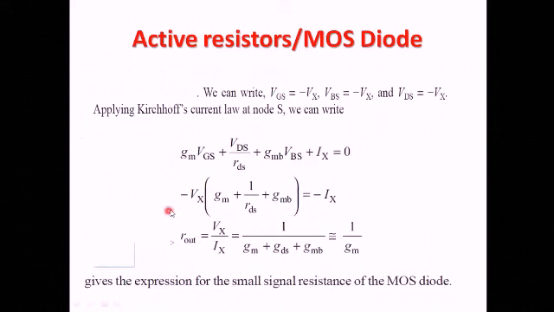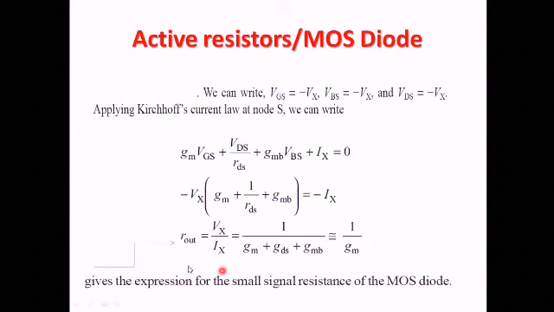Now minus Vx into (gm plus 1 by rds plus gmb) is equal to minus Ix. Now Rout from here we can write is equal to Vx by Ix. So it is equal to 1 by (gm plus gds plus gmb), that is equivalent to 1 by gm. We are ignoring these two terms and we are getting 1 by gm. So Rout is equal to 1 by gm.